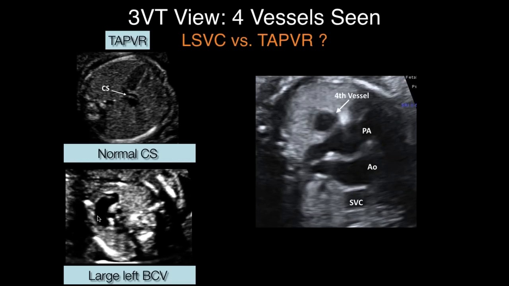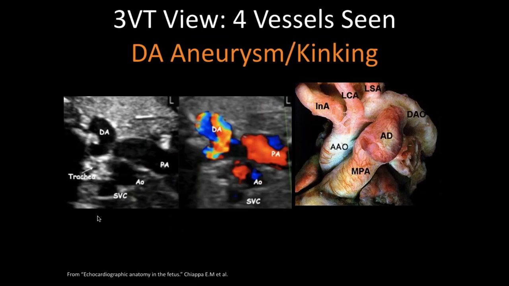So three things to use: color Doppler with low velocity scales to look at direction of flow, look at the coronary sinus, and look at the brachiocephalic vein. That helps you differentiate the fourth vessel as a persistent left superior vena cava or a supracardiac type total anomalous venous return.